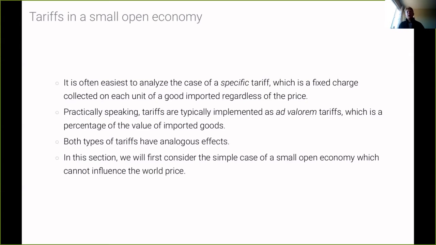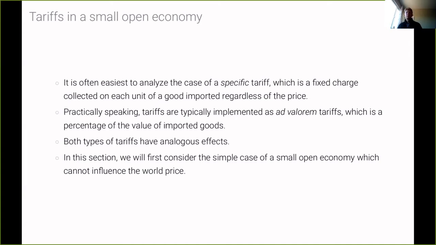It's often easiest to analyze the case of a specific tariff, which is a fixed surcharge collected on each unit of a good that's being imported, regardless of the price. So for example, if the price is P, then a specific tariff would raise that price by T. And so the resulting price of the good in the local economy would be P plus T.